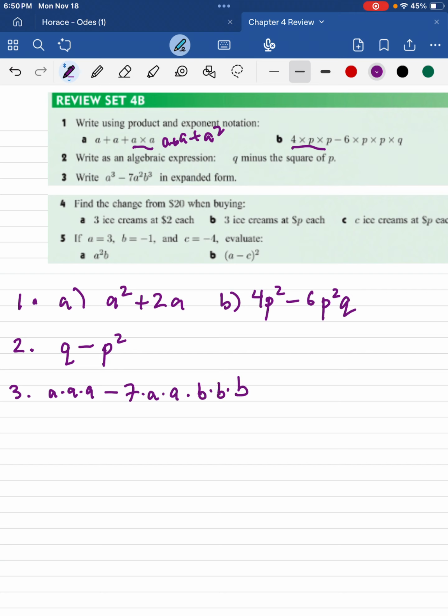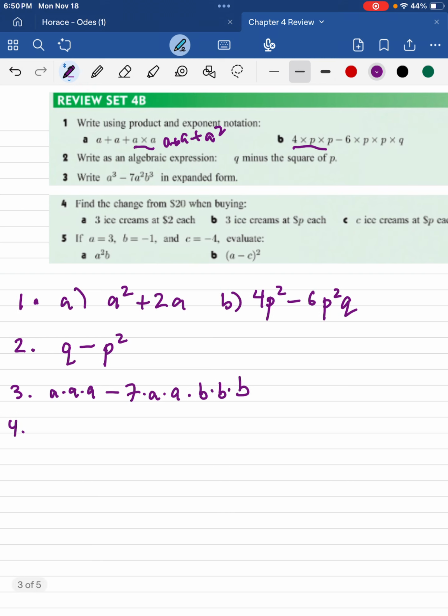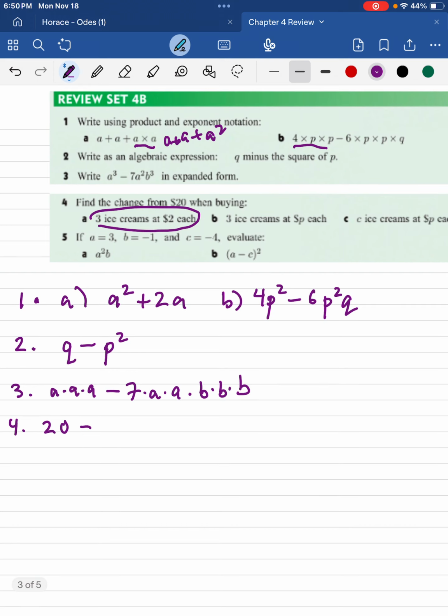Number 4, find the change from $20 when buying 3 ice creams at $2 each. So I want to figure out how much money I spent in total. There's 3 ice creams, they're $2 each. So I'm going to take my total amount, 20, and subtract the amount that I paid. So 3 ice creams, $2 each. 20 minus 3 times 2. That's going to be $14 I have remaining.